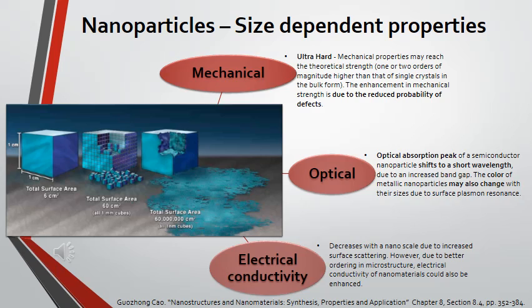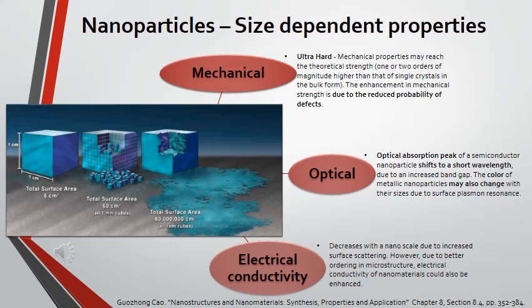One of the most important properties is the large surface area to volume ratio, and that can be explained using this image. The first cube is 1 cm per side, so the total surface area is 6 cm². But if this cube is divided into small cubes of 1 mm per side, the total surface area is going to be 60 cm². And then if it is divided into even smaller cubes of 1 nanometer per side, the total surface area is going to be much higher, 60 million cm².